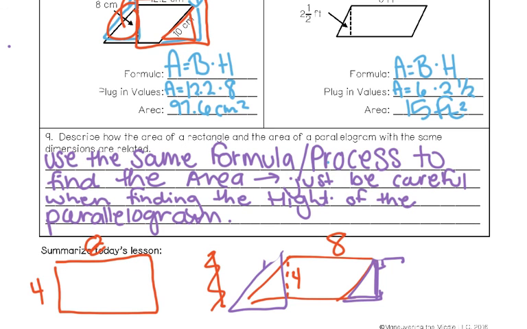They use the same process and formula to find the area with the rectangle versus the parallelogram. You just have to be careful when you're finding the height of the parallelogram that you don't use the slanty side, that you use the vertical. Yep, the vertical long part like this to make sure that you are getting accurate numbers to get the area correctly.